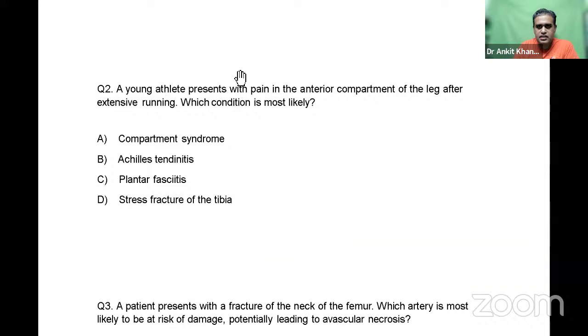Okay, let me enlarge it. And here you go. A young athlete presents with pain in the anterior compartment of the leg. Pain where? In the anterior compartment of the leg. Simple pain. No other history given over here.